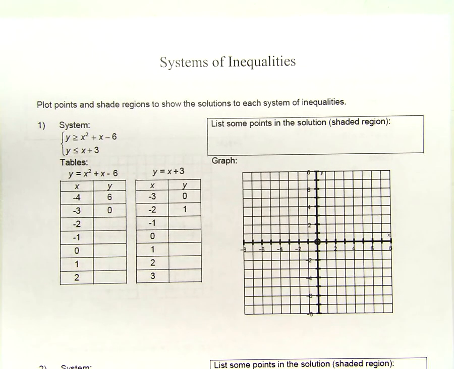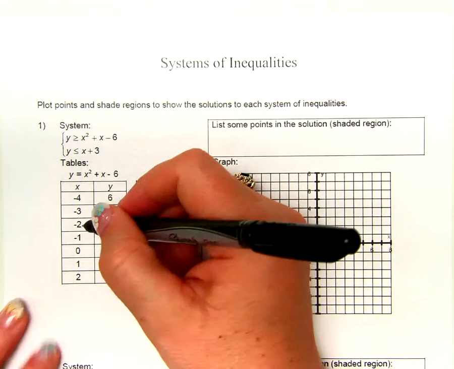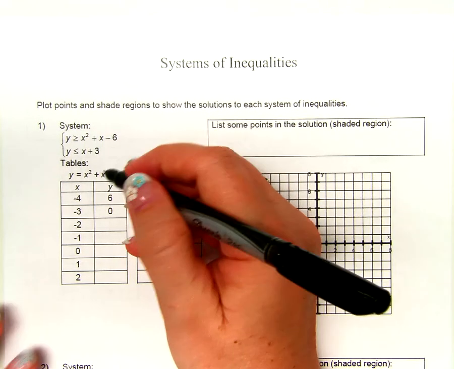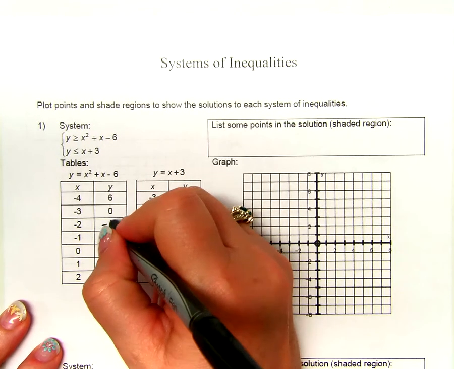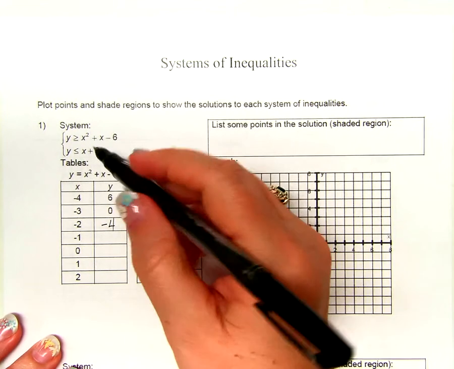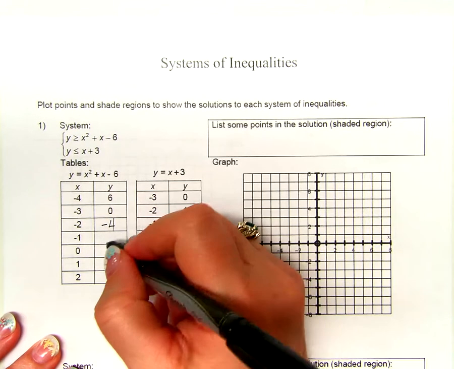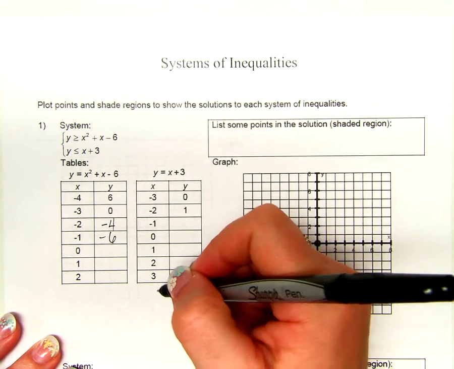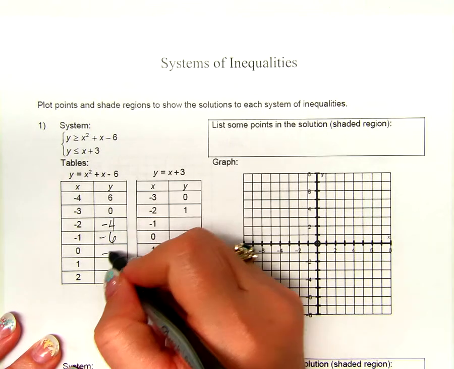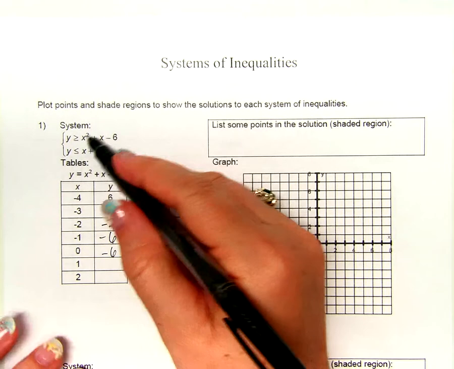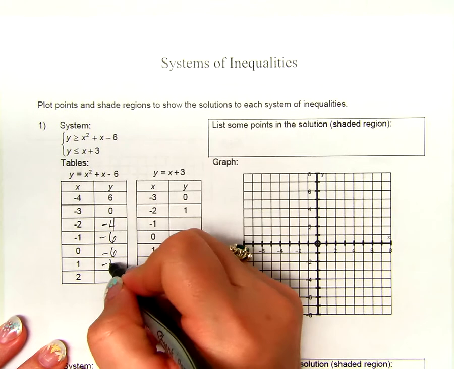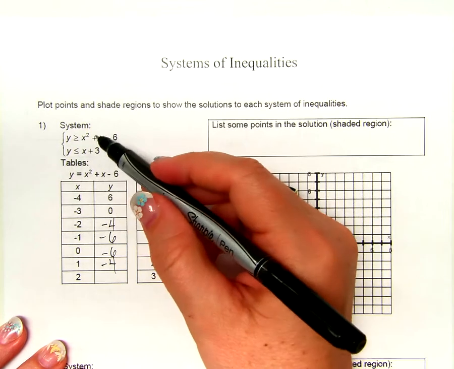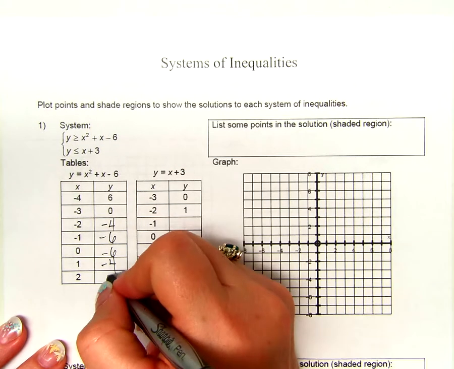Okay, some people want to put it in the calculator. Why don't you go ahead and put it in the calculator? Negative 2 squared is 4. 4 minus 2 is 2. 2 minus 6 is negative 4. Negative 1 minus 1 is 0, so that's a negative 6. 0, 0, that's a negative 6. 1 minus 6 is negative 4. 4 plus 2 is 6, minus 6 is 0.